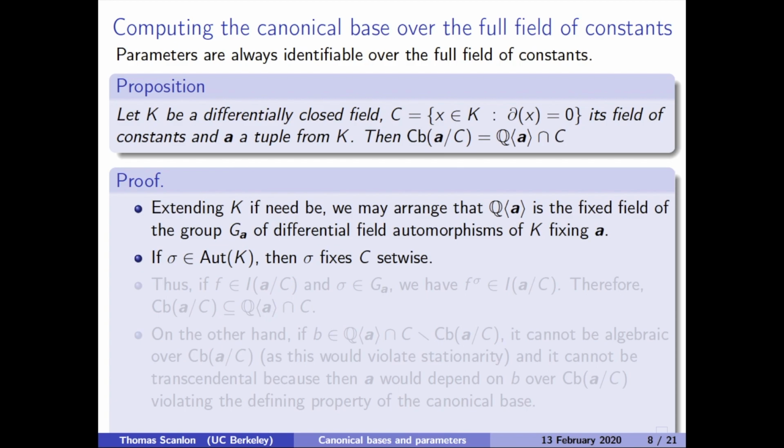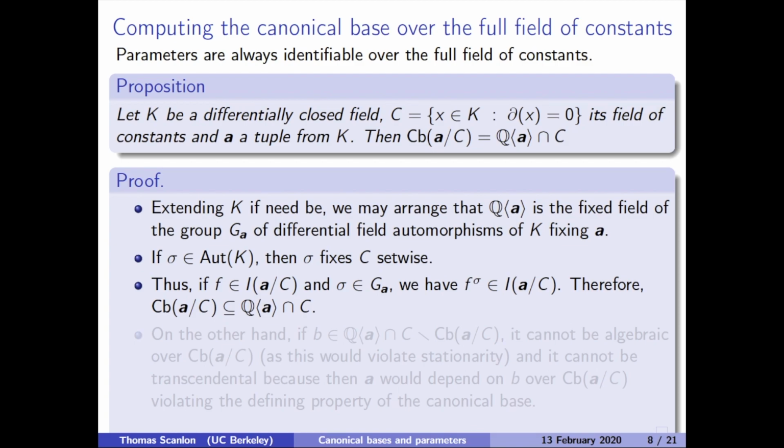So the field of constants is fixed setwise by every automorphism of the big differential field, and in particular is fixed by the automorphisms which fix the tuple A. Right? Okay, that's maybe an obvious observation, but an interesting and useful one. The next observation is that this ideal of differential polynomials which vanishes at A over C is also fixed by every such automorphism. So why is that?